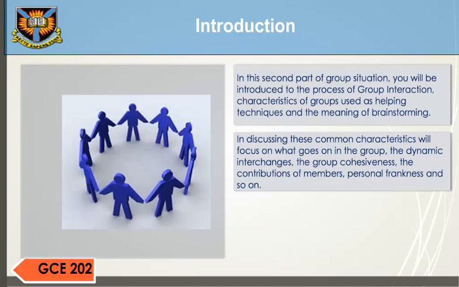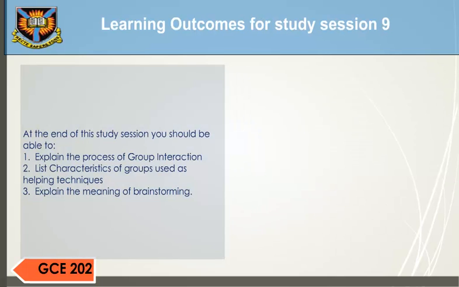Introduction. In this second part of Group Situation, you will be introduced to the process of group interaction, characteristics of groups used as helping techniques, and the meaning of brainstorming. In discussing these common characteristics, we focus on what goes on in the group, the dynamic interchanges, the group cohesiveness, the contributions of members, personal frankness, and so on.